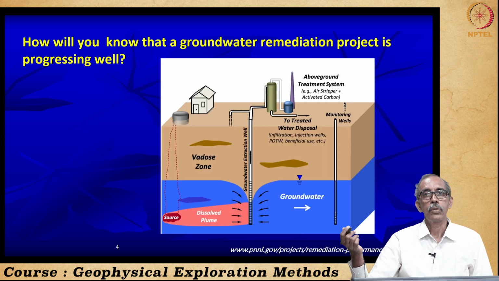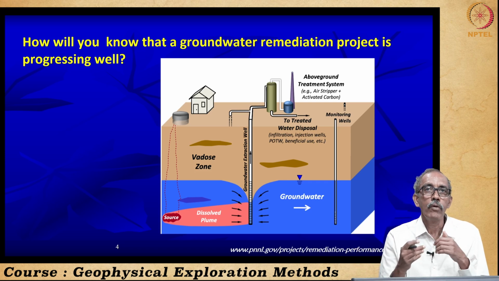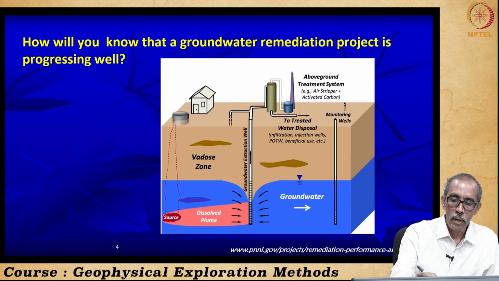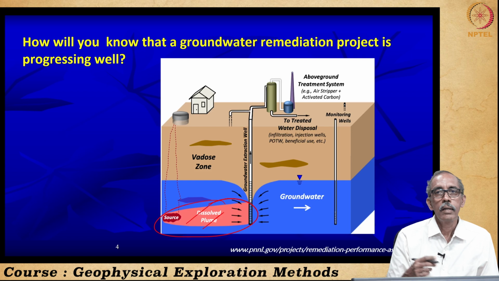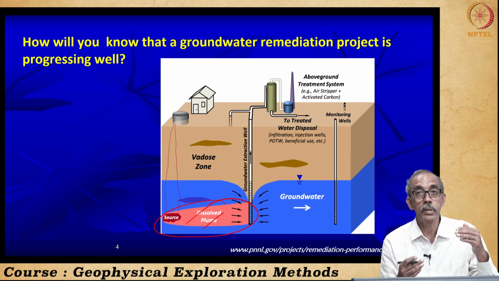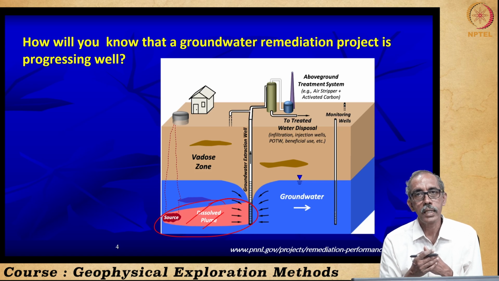Then I will move on to the next question, maybe of relevance to environmental engineers. How will you know that a groundwater remediation project is progressing well? Suppose you have contaminated groundwater and you are doing some process of remediation. Remediation is the process by which we want to clean up a situation as far as possible to what was existing before the contamination. What are all the tools which we can use to understand this?